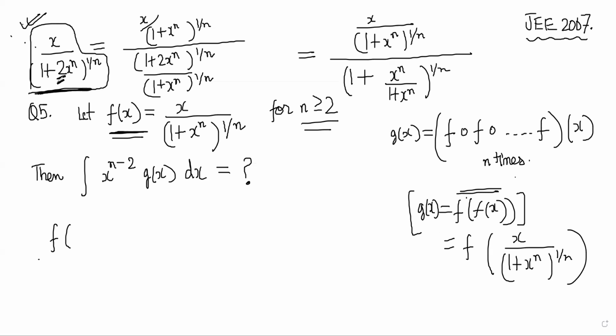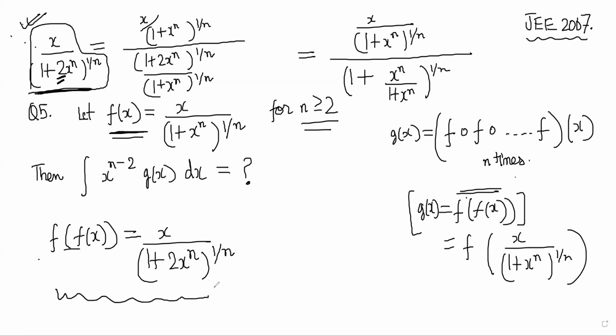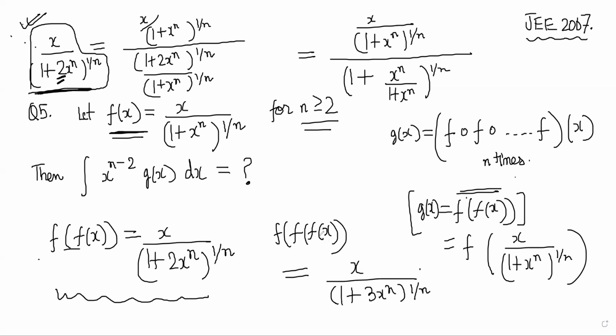हाँ, तो you should see the pattern that f of x, when you do 2 times, you will get x by 1 plus 2x power n whole power 1 by n. By just seeing this, you cannot conclude. In the exam, you'll have to check maybe one more time, 3 times, right? Yes, sir. But if the 3 times comes out to be this, then the pattern is obviously clear, right? Yeah. So you should check that and it comes out to be this. तो उससे पता ये चल रहा है कि we can find our g of x function directly. It will be x by 1 plus n times x power n whole power 1 by n, right? Yes, sir.